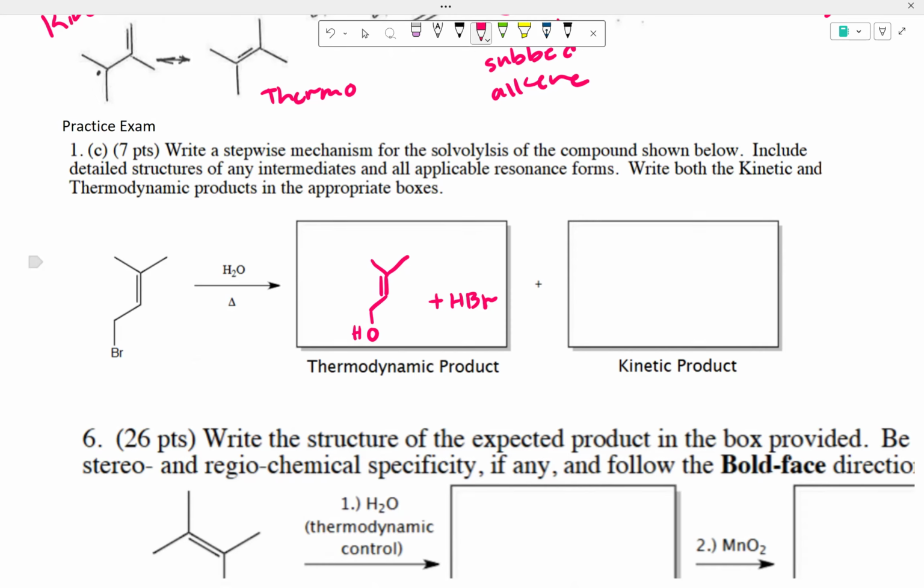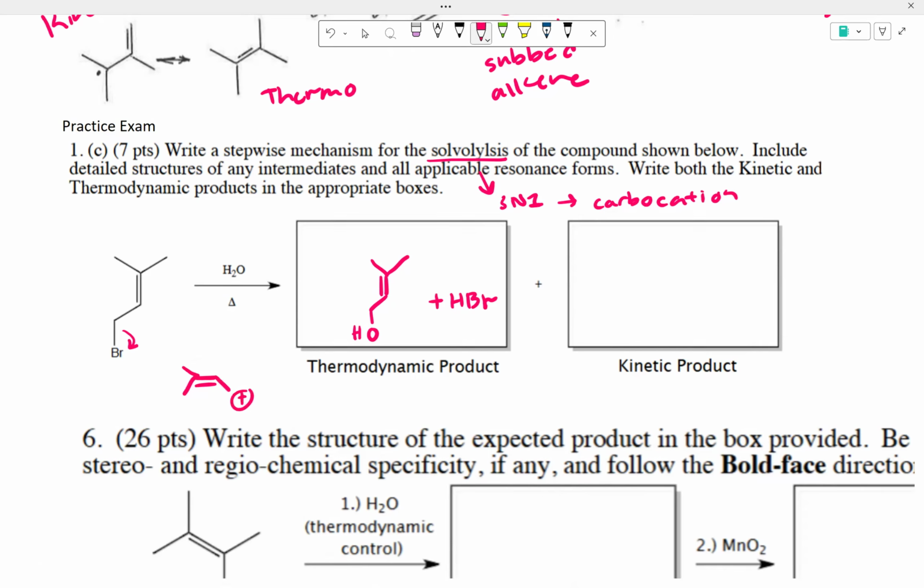Oh, we have to draw the mechanism as well here. What happens is bromine leaves. I know bromine leaves first because this is a solvolysis reaction, and that should signal to you that this is an SN1 carbocation reaction. So then I know this is what I have.